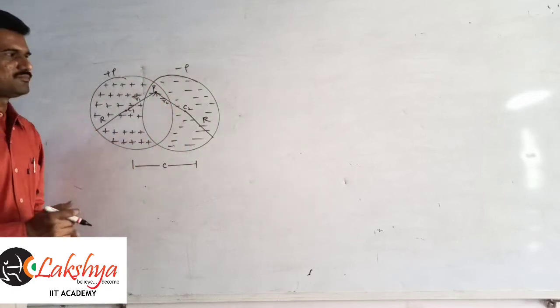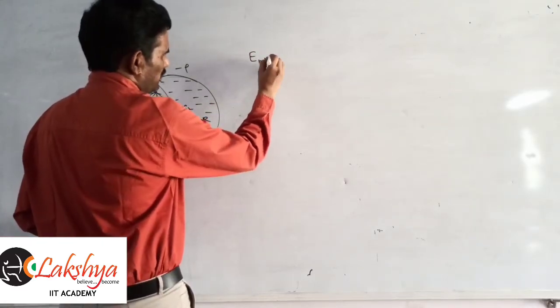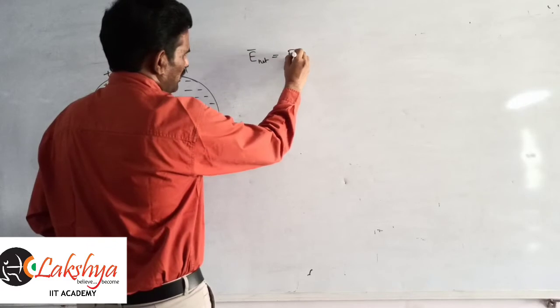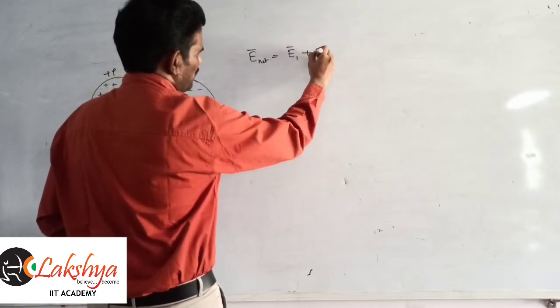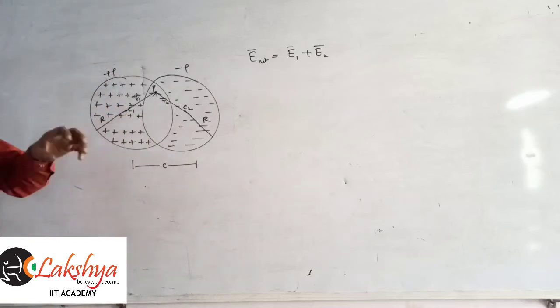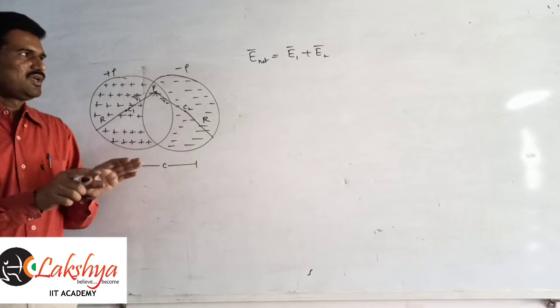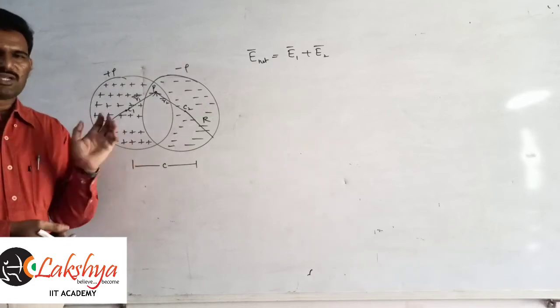That means the resultant electric field at that point P is nothing but the electric field due to the first sphere plus the electric field due to the second sphere. We are just adding them. Here nothing is removed, right? Those two spheres are just superposing on each other. Then the resultant electric field we are writing: electric field due to the first sphere plus electric field due to the second sphere.